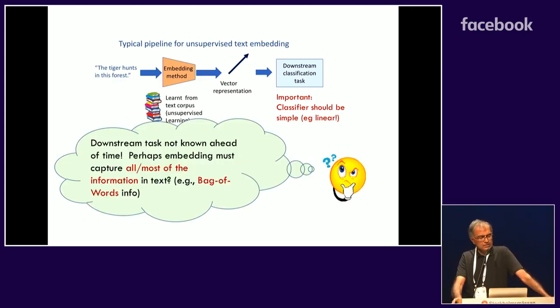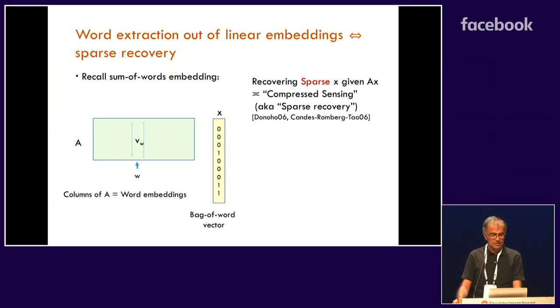Then you think about it, it's analogous to what I was saying earlier. The downstream task is not known ahead of time. So maybe the embedding must capture all or most of the information in the text, for instance bag-of-words information, because you don't know the downstream task, and it's a completely unsupervised method. So we try to test that hypothesis.